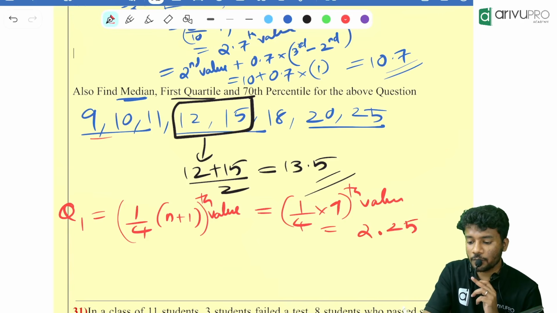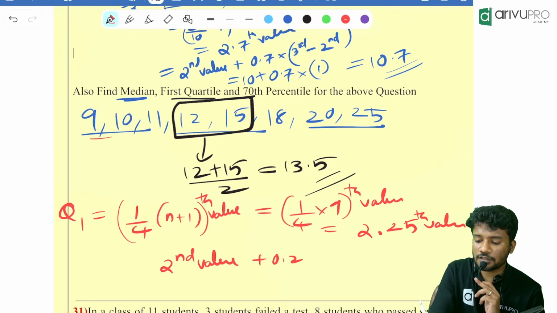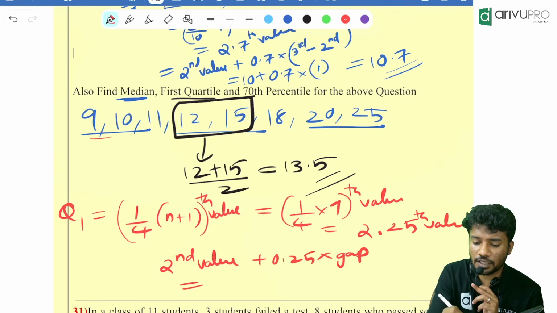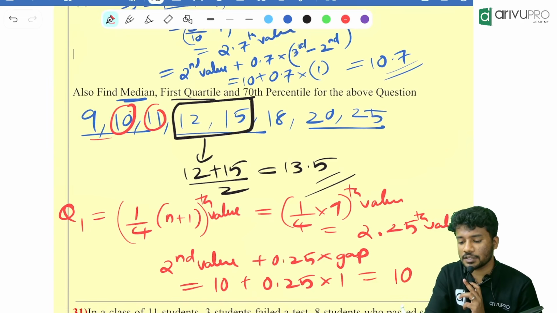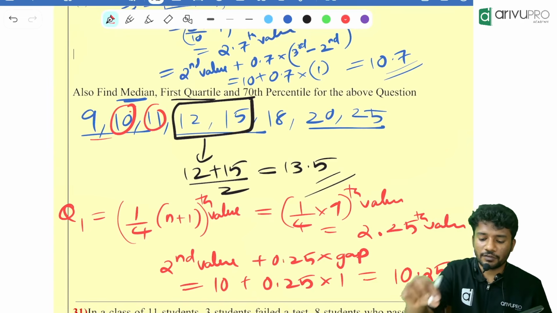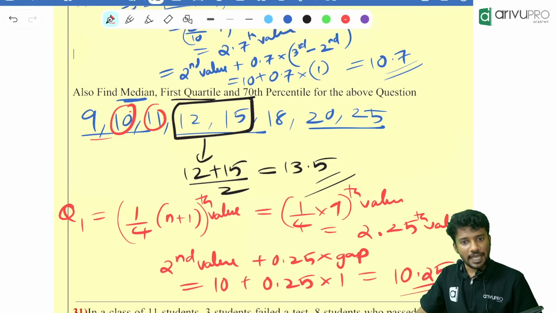2.25th value, which is nothing but the second value plus 0.25 into the gap. Second value is how much over here, people? 10. Plus 0.25 into gap, where gap is 11 minus 10, which is 1. So the answer is 10.25, which is your quartile 1. I hope everyone got the answer. Very, very easy to get the answer.